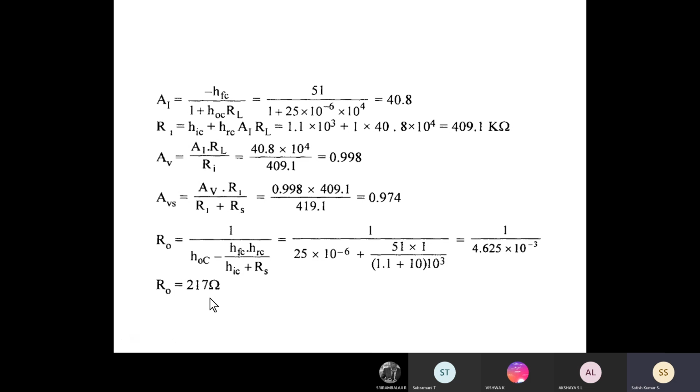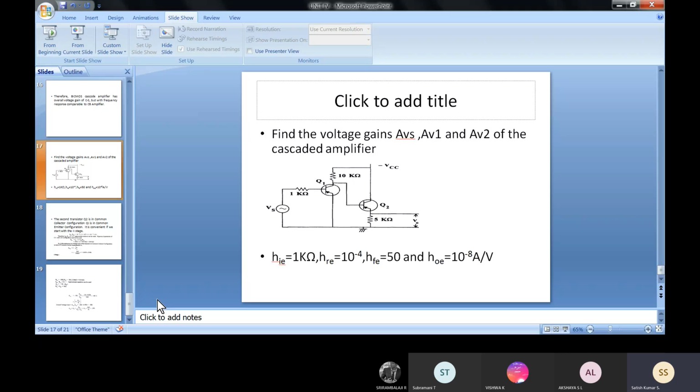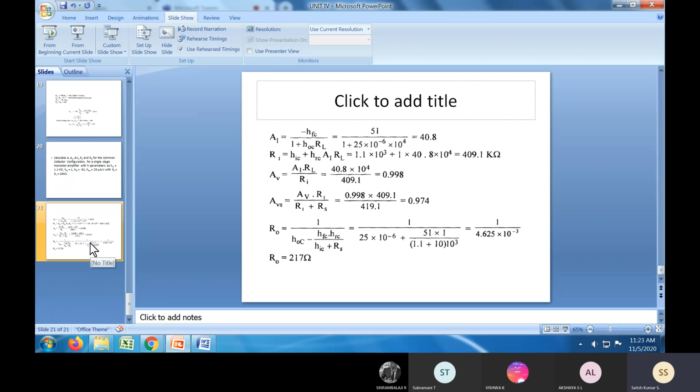So this is the way we have to calculate the required parameters. They are asking to calculate the current gain AI, voltage gain AV, voltage gain at the source terminal AVS, input resistance RI and output resistance R0. All the values we have. This kind of problem may be expected in your university examination. This is a sample I am showing. Simply substitute the given values in the formula and you will get the output. This is the way to be ready for attending the examination.